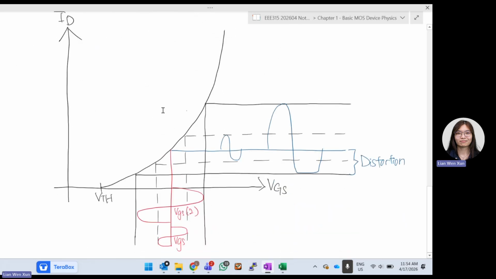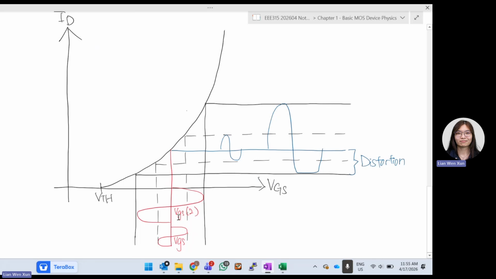Okay, so for example, we have our ID versus VGS graph over here. After VGS reaches its threshold point, only then do we start to have current, correct? So we have this graph. We look at some point, probably at this line first. We look at the red color line, the straight line.